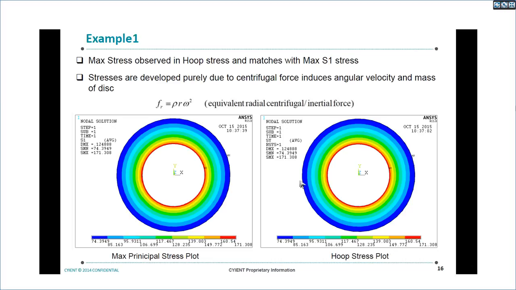That means the maximum tensile stress, S1, is represented as the maximum principal stress. That means all stresses are tensile. It is 171 KSI, and here also 171 KSI. The maximum tensile stress is caused mainly due to hoop stress, and this hoop stress is because of centrifugal loading.